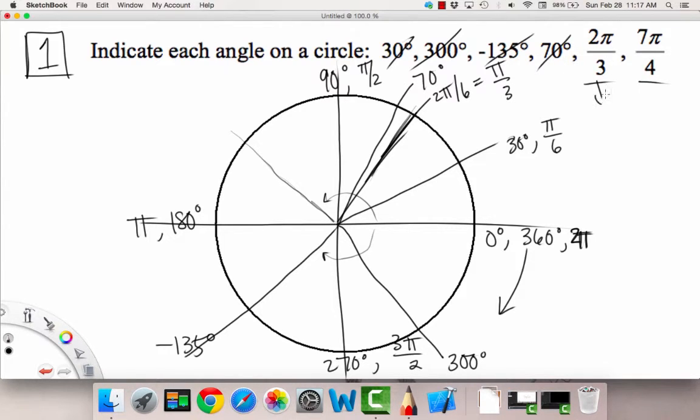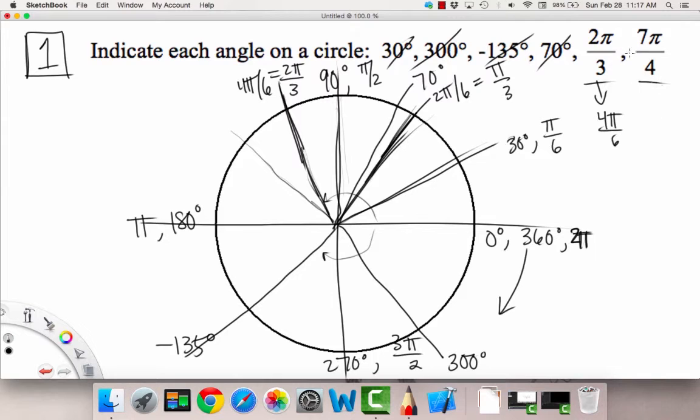Then we can also convert this by multiplying by 2 on both top and bottom, and we get 4 pi over 6. So we could technically just move in intervals of pi over 6 and get to our 4 pi over 6, which is equivalent to 2 pi over 3. So this is pi over 6. If we move another third, that's 2 pi over 6. 90 degrees, or pi over 2, is 3 pi over 6. And if we go another pi over 6, this gives us 4 pi over 6, which is equivalent to 2 pi over 3.